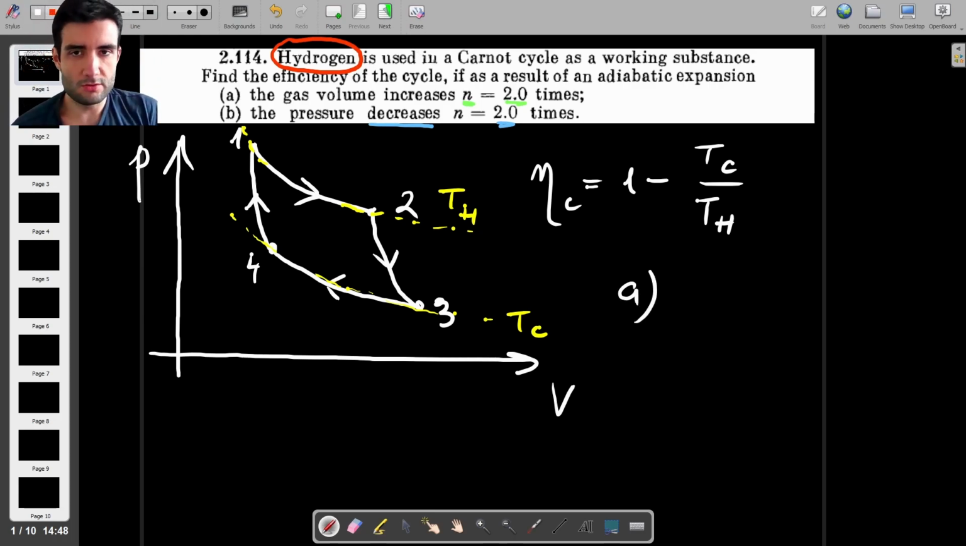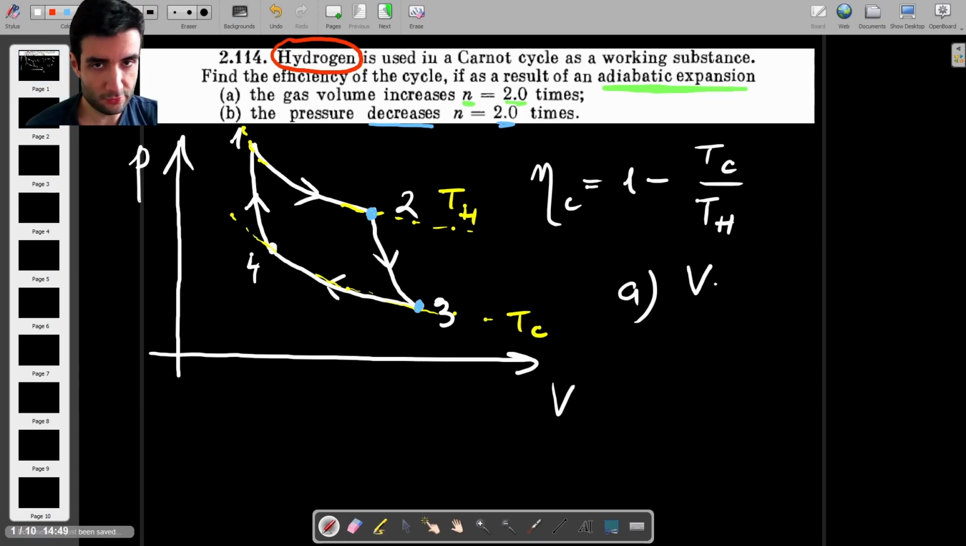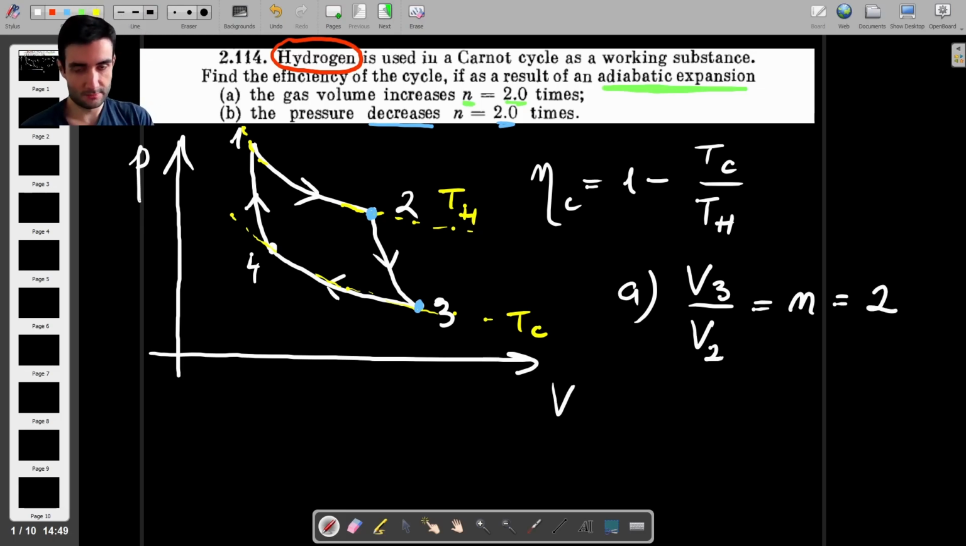So the question says that the volume increases during the adiabatic expansion, or the isentropic expansion, by a factor of 2. So the first thing we should do is to figure out where is the adiabatic expansion, and if you're familiar with the Carnot cycle, you should realize that it's between 2 and 3. So in other words, part A says that V3 over V2 is equal to n, which is equal to 2 in this case.